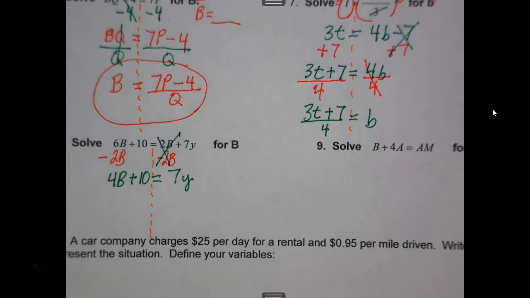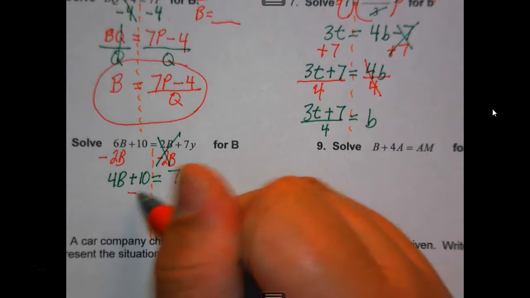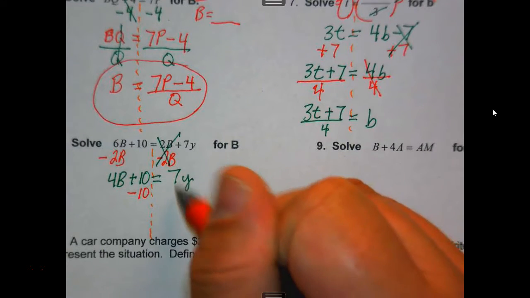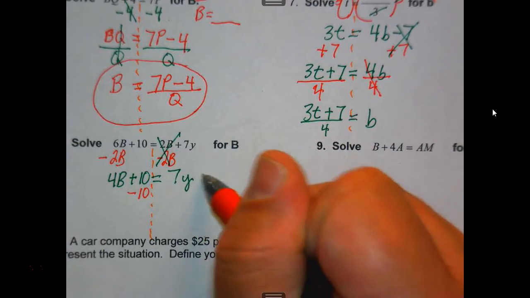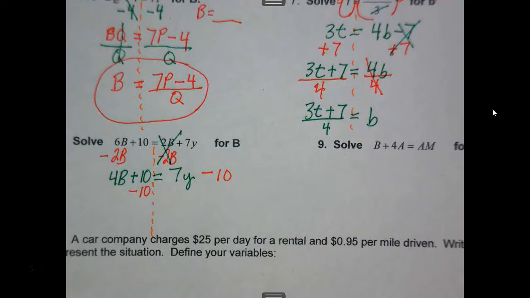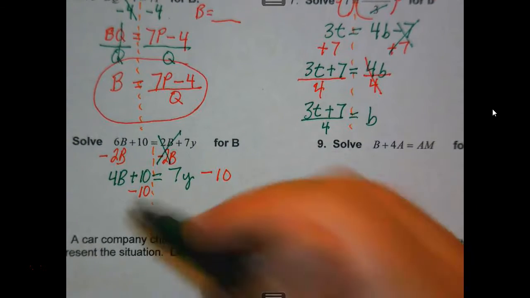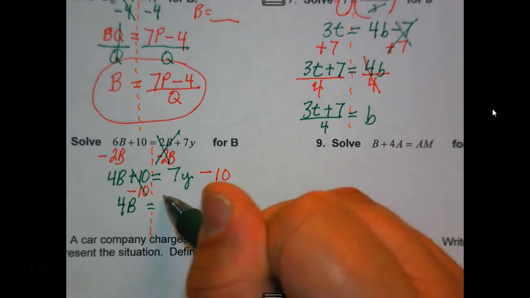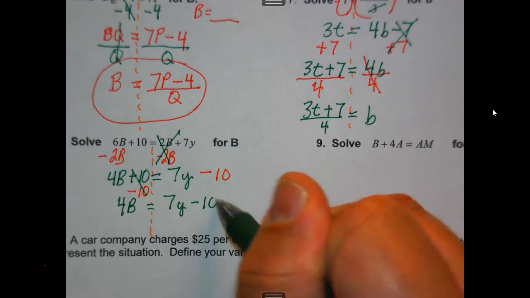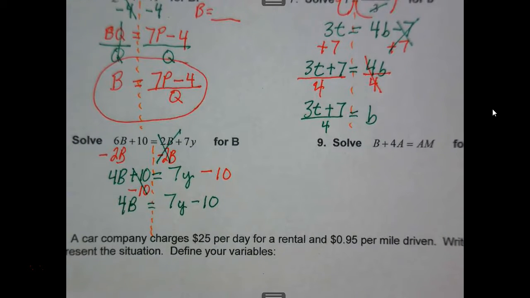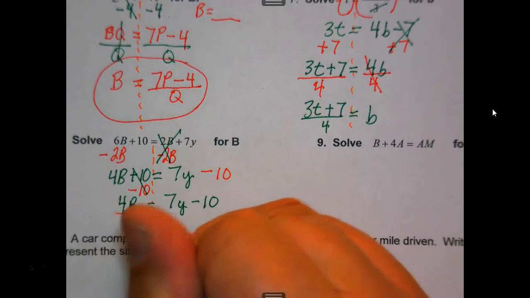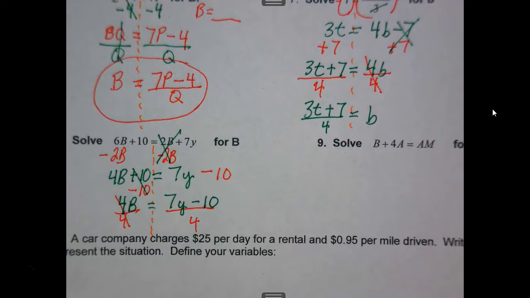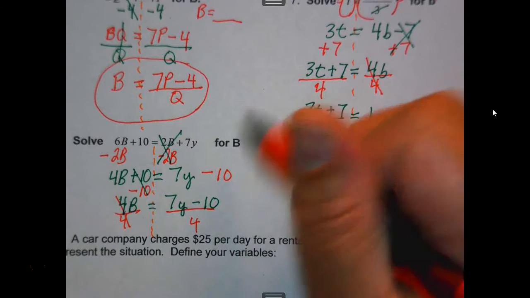Subtract 10 from both sides. If you're still subtracting unlike terms, put it on the side over here. So I have 4b equals 7y minus 10. There you go. Easy peasy, right?